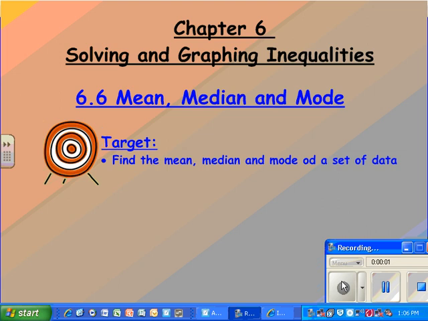Still in Chapter 6, Solving and Graphing Inequalities. We're in Section 6 now, Mean, Median, and Mode. So our target is going to be to find the mean, median, and mode of a set of data.